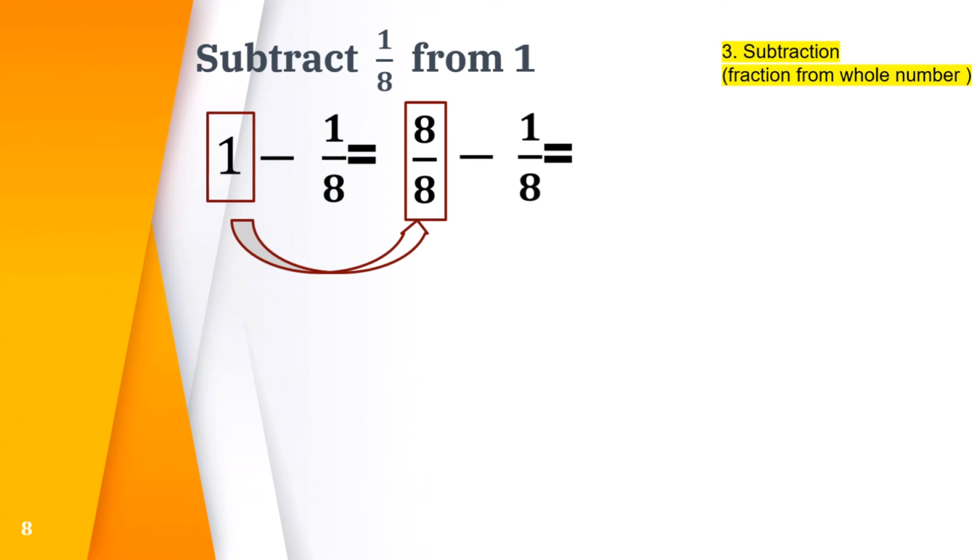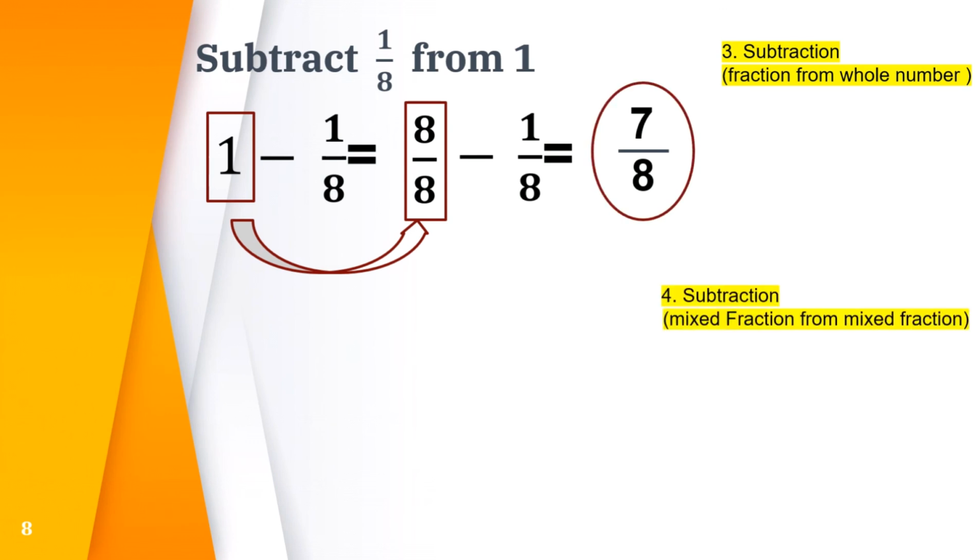So, 8 minus 1 equals 7. And then, copy natin yung common denominator na 8. So, that is the final answer since 7 at 8 are consecutive numbers. So, 7/8 is already in its lowest term. So, the answer is 7/8.